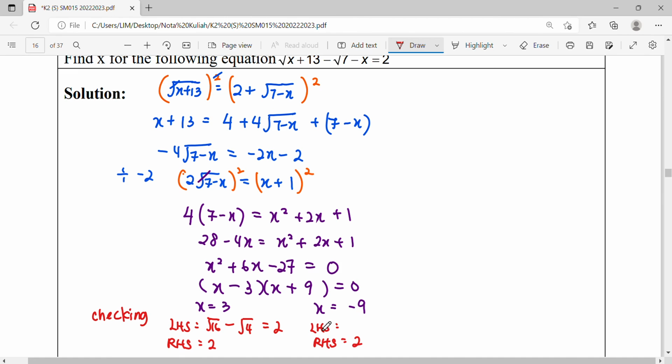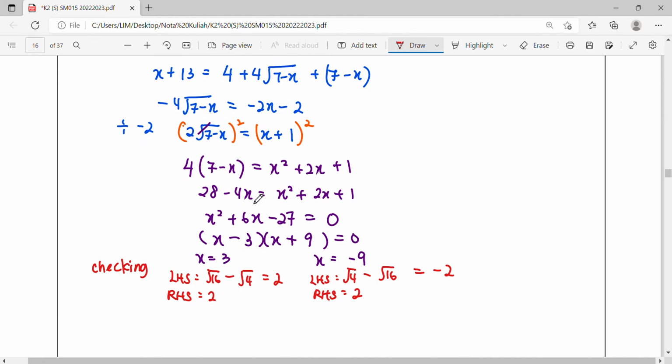Okay, so for x equals negative 9, then I try to substitute. It gives surd 4 minus surd 16. It gives us negative 2, which doesn't equal the right hand side, 2. So for this part, left hand side is not equal to right hand side, we will reject this. So finally, for x equals 3, the left hand side equals the right hand side. Finally, x equals 3 will be the final answer.